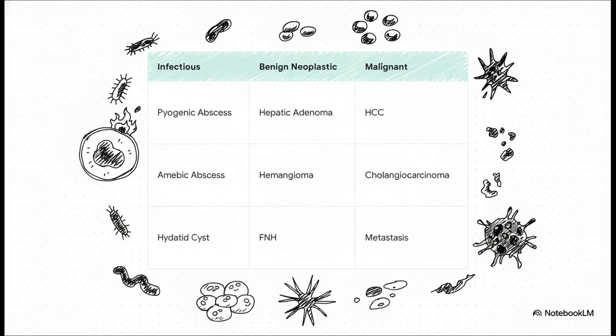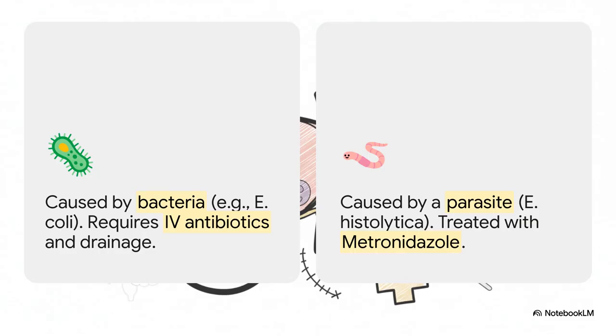First, infectious. A pyogenic or amoebic abscess just fits this clinical picture perfectly. Then there's the benign neoplastic category. Here we have to consider things like a hepatic adenoma, a hemangioma, or FNH. That's focal nodular hyperplasia. And last but not least, we can never forget about malignancy. This could be a primary liver cancer like hepatocellular carcinoma, or even a metastasis from somewhere else that's become necrotic and infected.